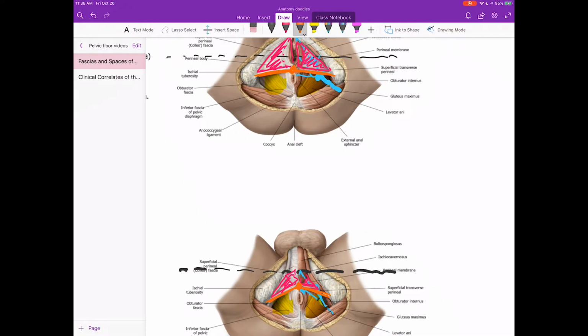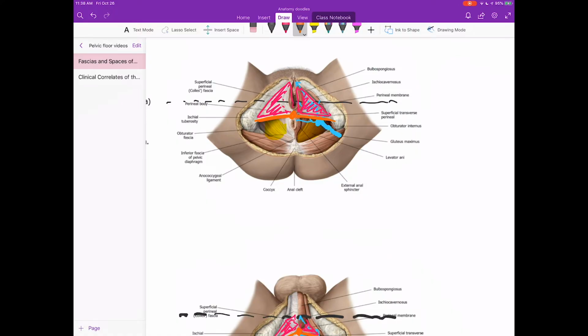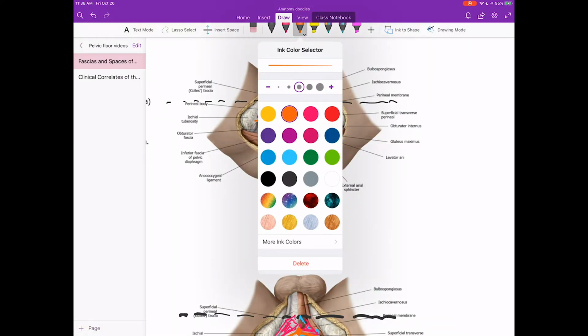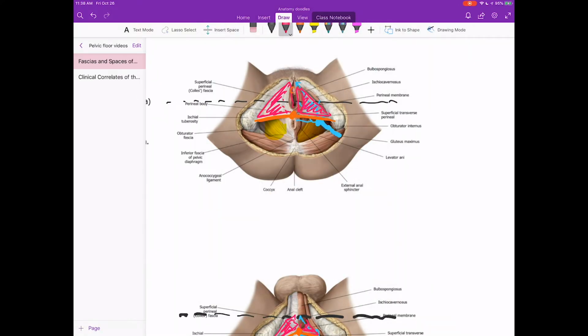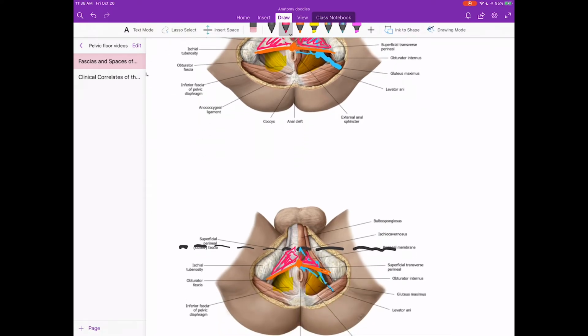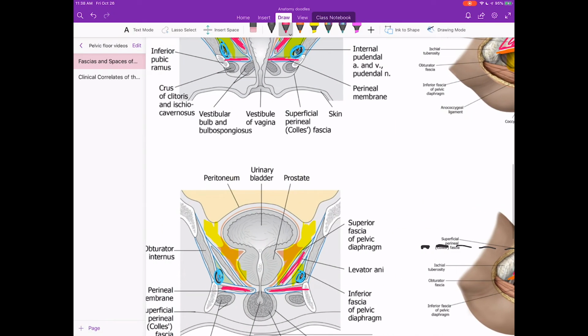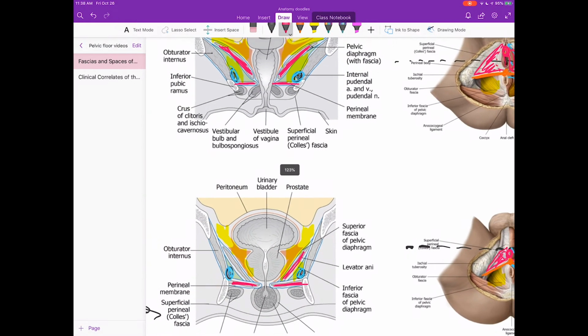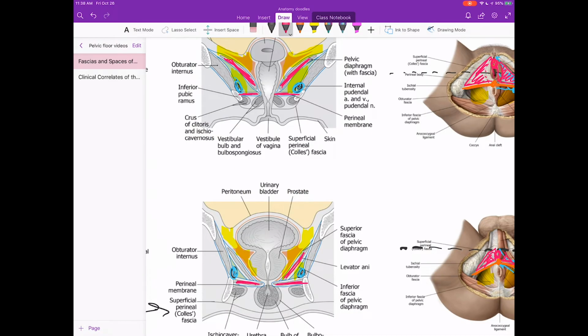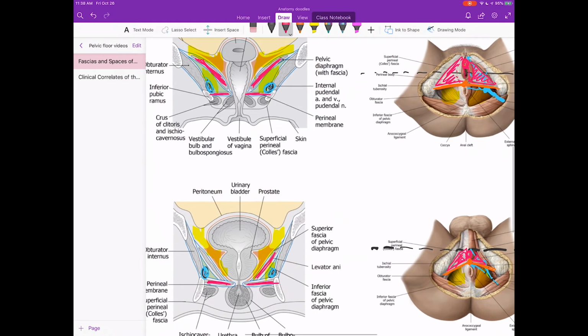Also note that the urogenital diaphragm does have a sphincter. It does have a sphincter right here around the urethra in the females, and also in the males. I'll sort of draw it right there, but you can't see it through the bulb of the penis. The sphincter is not part of the urogenital diaphragm, but it is contained within the space that bounds the urogenital diaphragm.